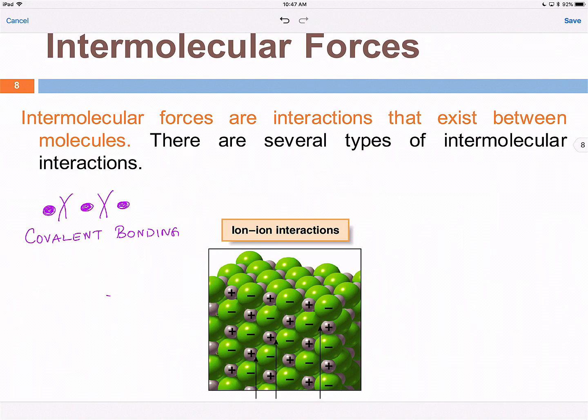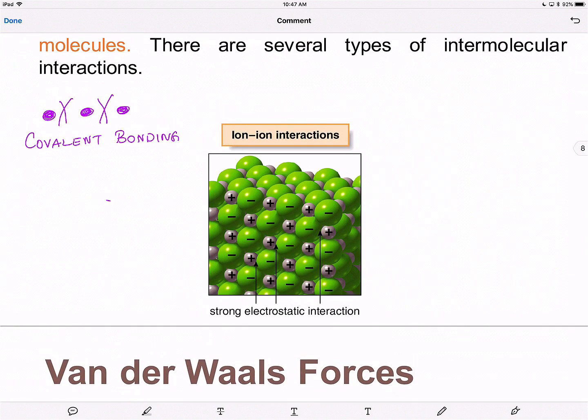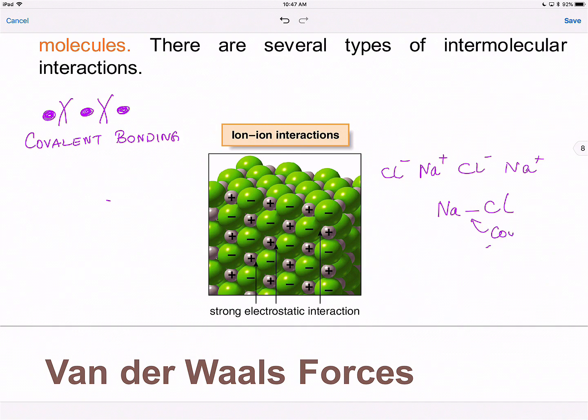There are different kinds of intermolecular forces. One of them is called the ion-ion interaction, which you know really well. So if you have sodium and chloride, you know the structure really well. It takes on a cubic lattice, right? And then you have the sodium surrounded by the chloride and vice versa. You really don't represent sodium chloride like that. This line is not correct. It's used only for covalent bonding, okay? So this is not a correct representation.